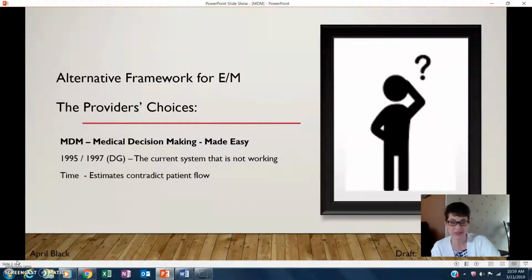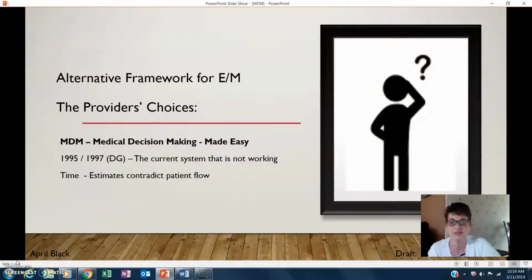Hi, my name is April Black, and I want to take a few minutes to share with you an easy way and an alternative framework for documenting evaluation and management services. The provider has a choice in the mechanism and method by which documentation can be done for evaluation and management services. Many providers don't realize they have choices.